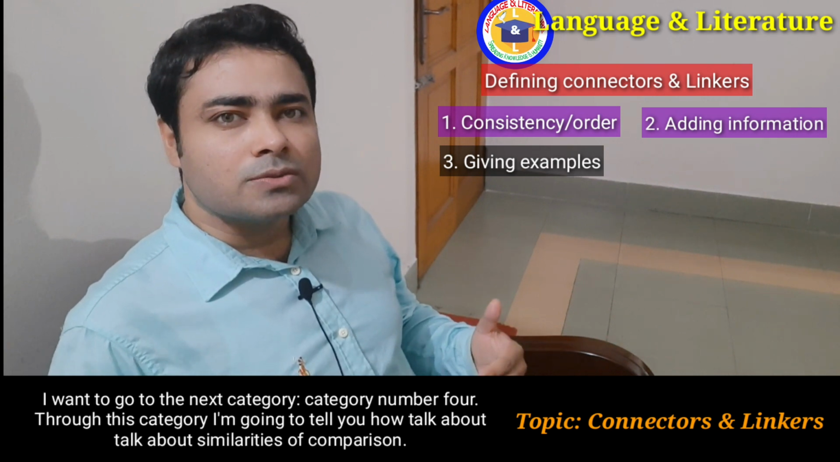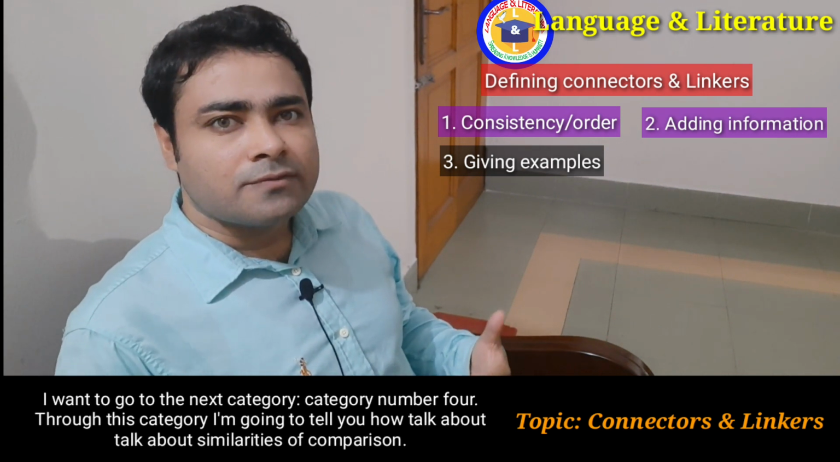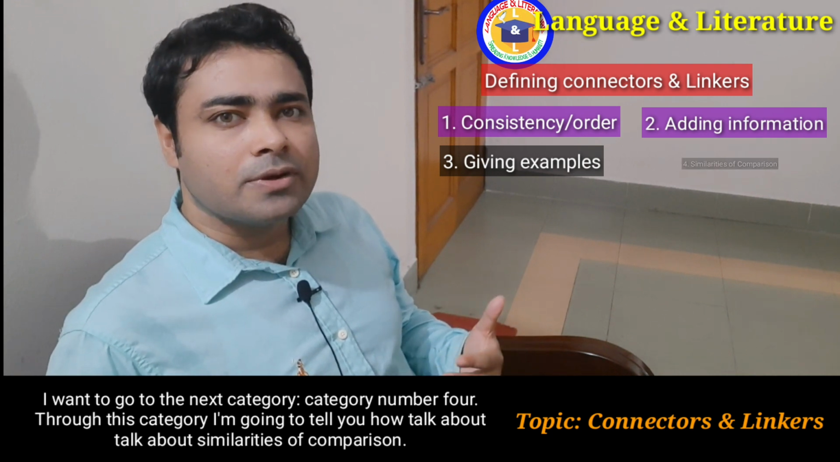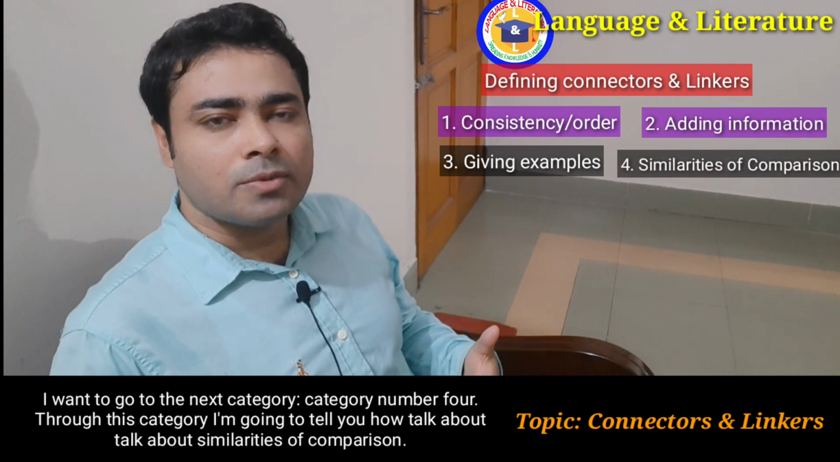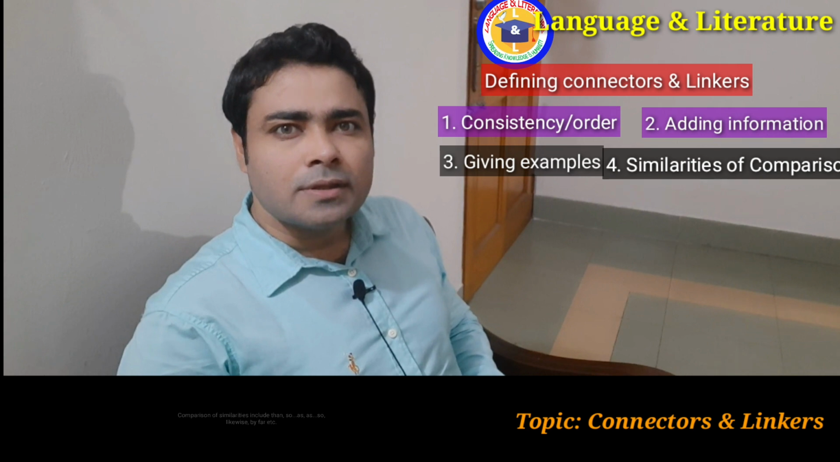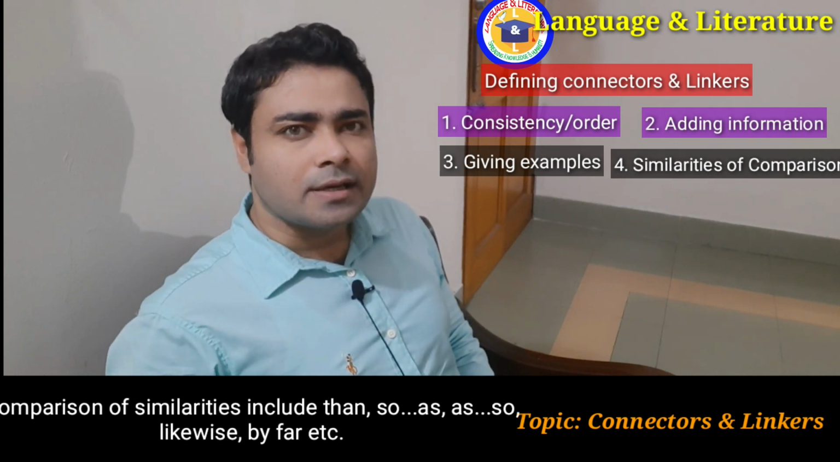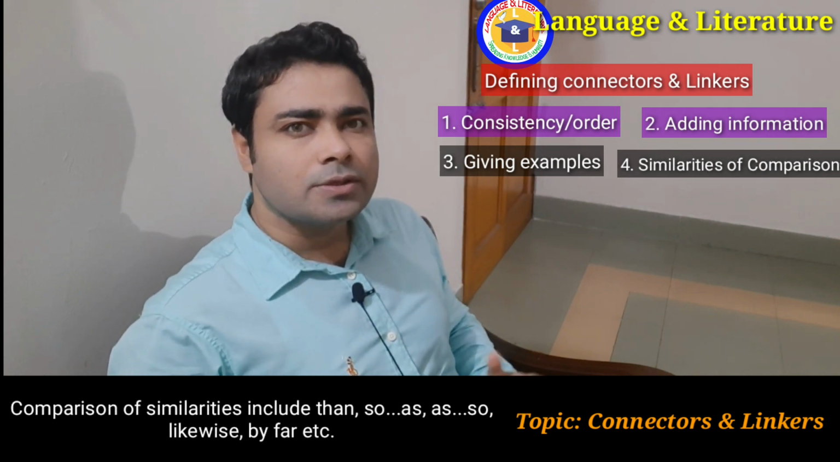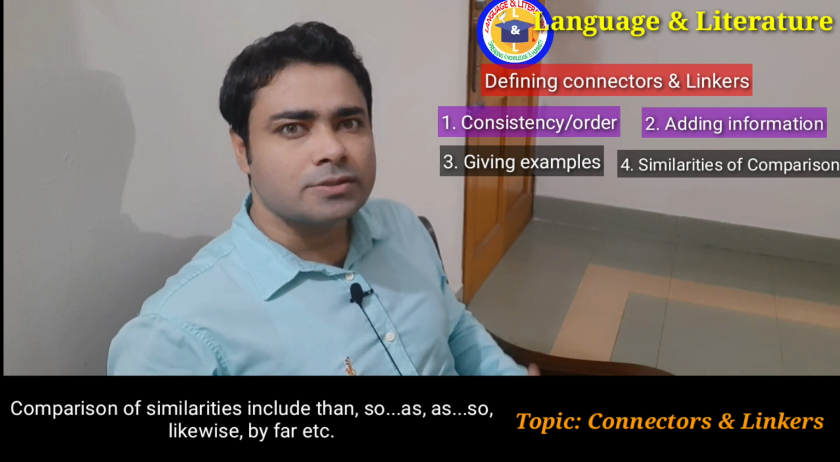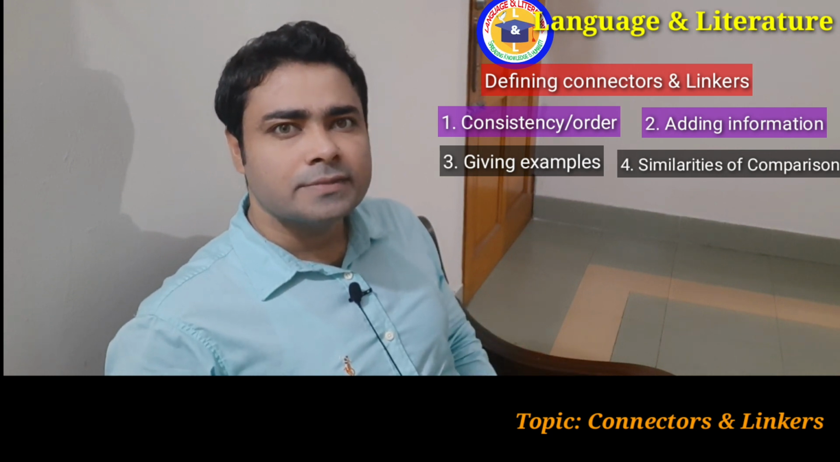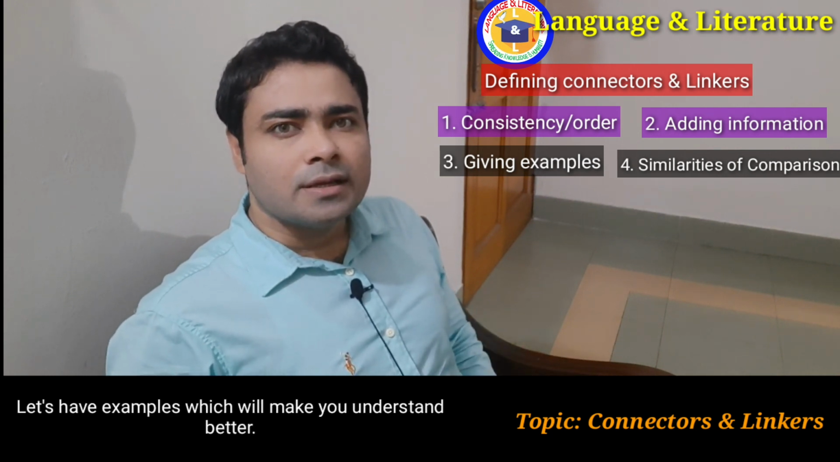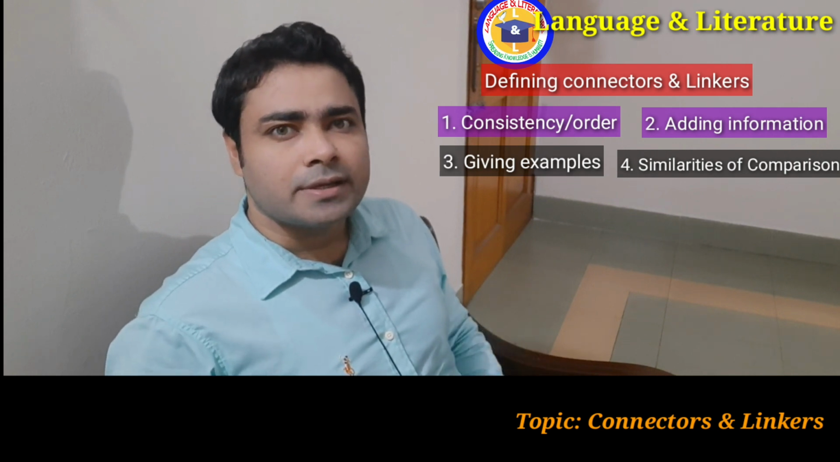I want to go to the next category, category number 4, and through this category I am going to tell you how to talk about similarities or comparison. Comparison of similarities include than, as, so, as, likewise, by far. Let's have examples which will make you understand better.